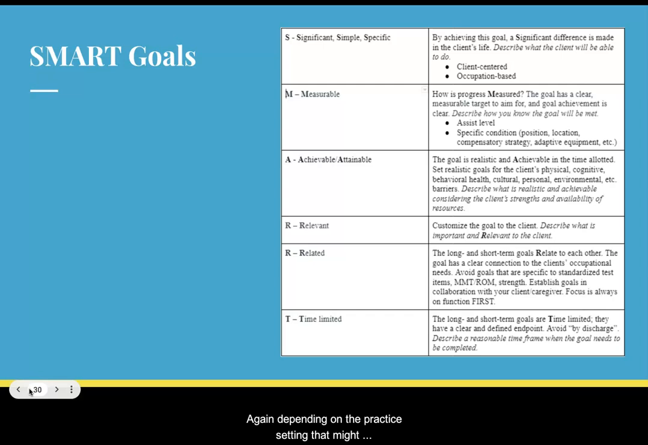Again, depending on the practice setting, that might look a little bit different. So if you are working strictly from a biomechanical frame of reference, you are working strictly on increasing range of motion of a wrist that just had some sort of surgery, that might be appropriate. So again, looking at the specific location that you're working in, the type of client will also help determine that occupation-based component.